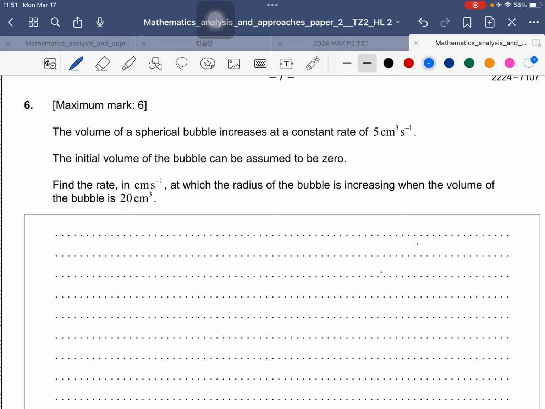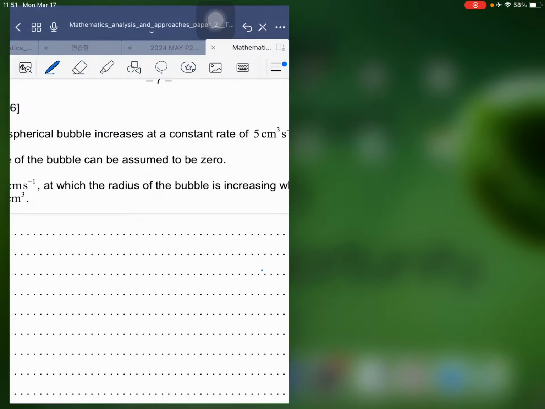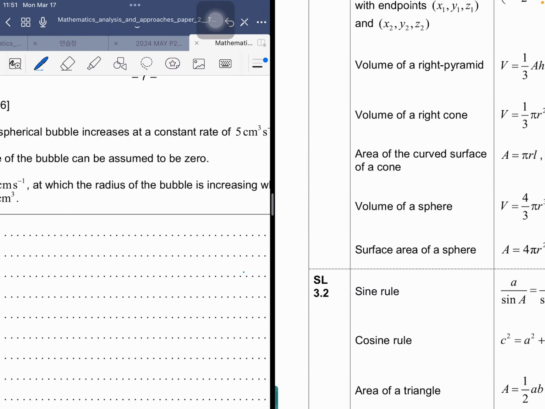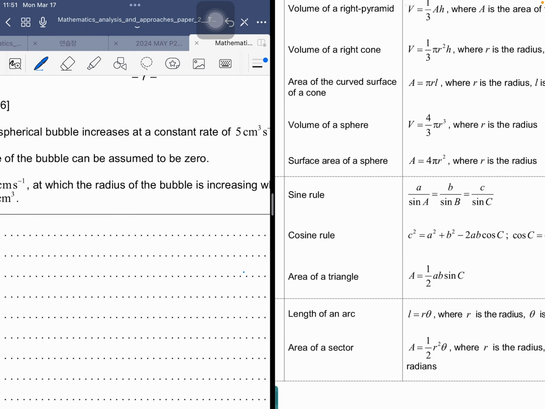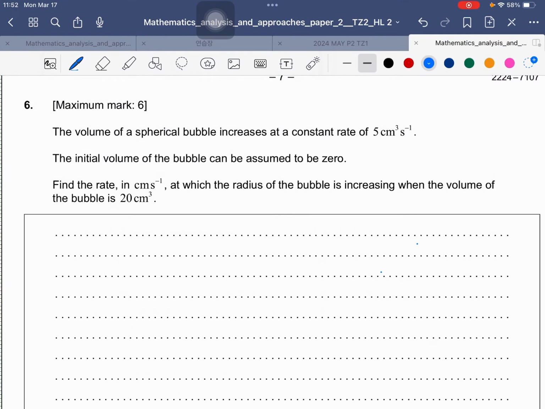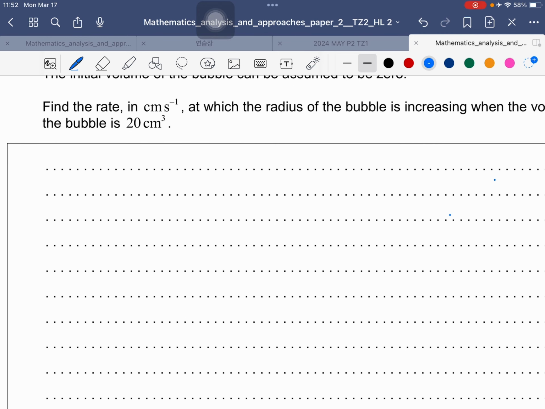To solve this problem, you need to know a formula that calculates the volume of a sphere. For those who don't memorize this formula, I need to show you that you can find it in the official formula booklet on page number 6 here. Volume of sphere is V equals 4 over 3 pi r cubed. So you can simply start with V equals 4 over 3 pi r cubed.